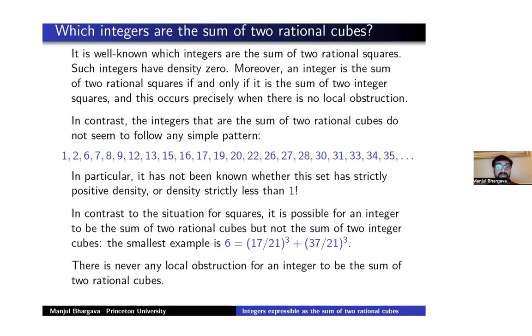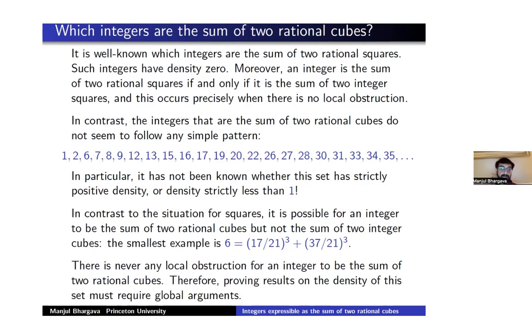And one more thing to note is that there's never any local obstruction for an integer to be the sum of two rational cubes. So you can't rule out a number from being a sum of two rational cubes just by local obstructions. And so proving results on the density of the set of numbers that are the sum of two rational cubes must require global arguments.